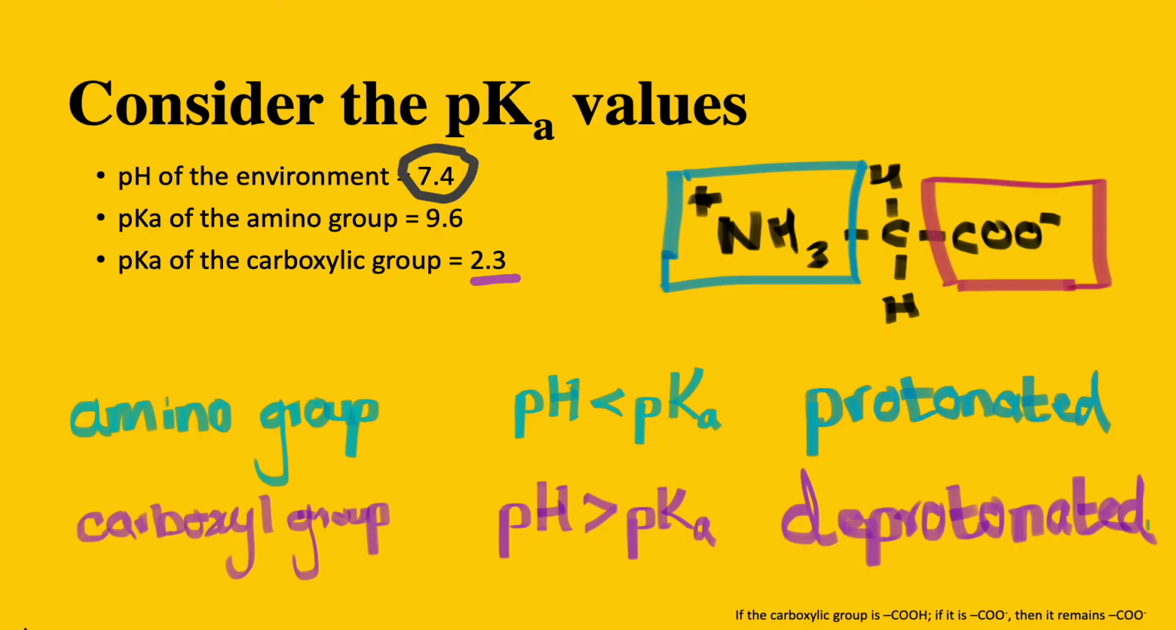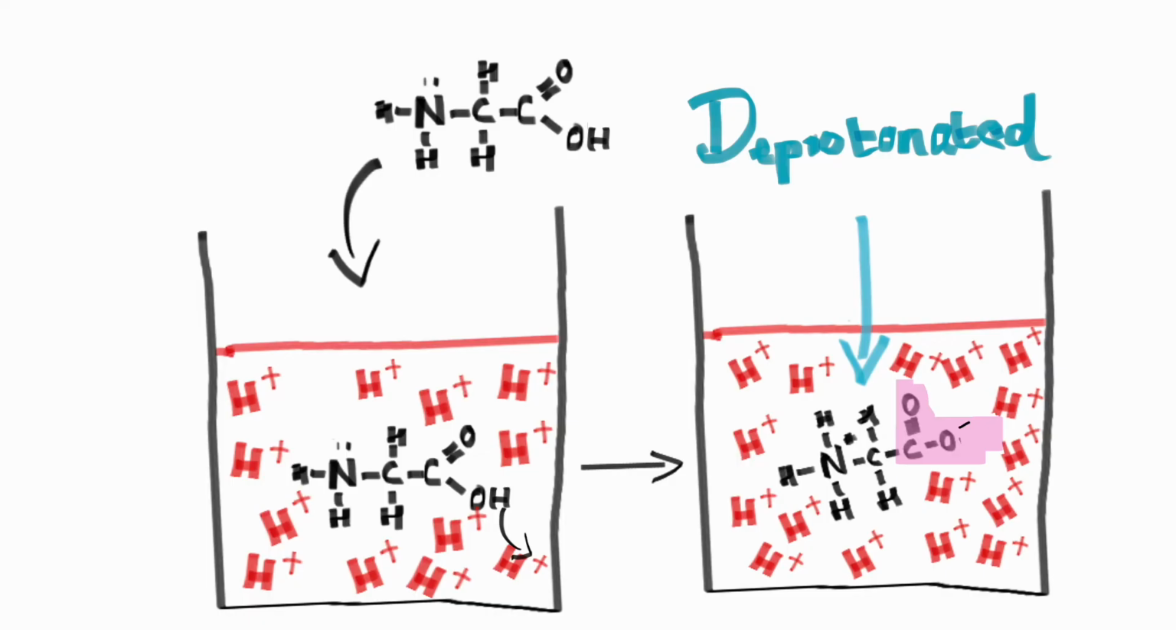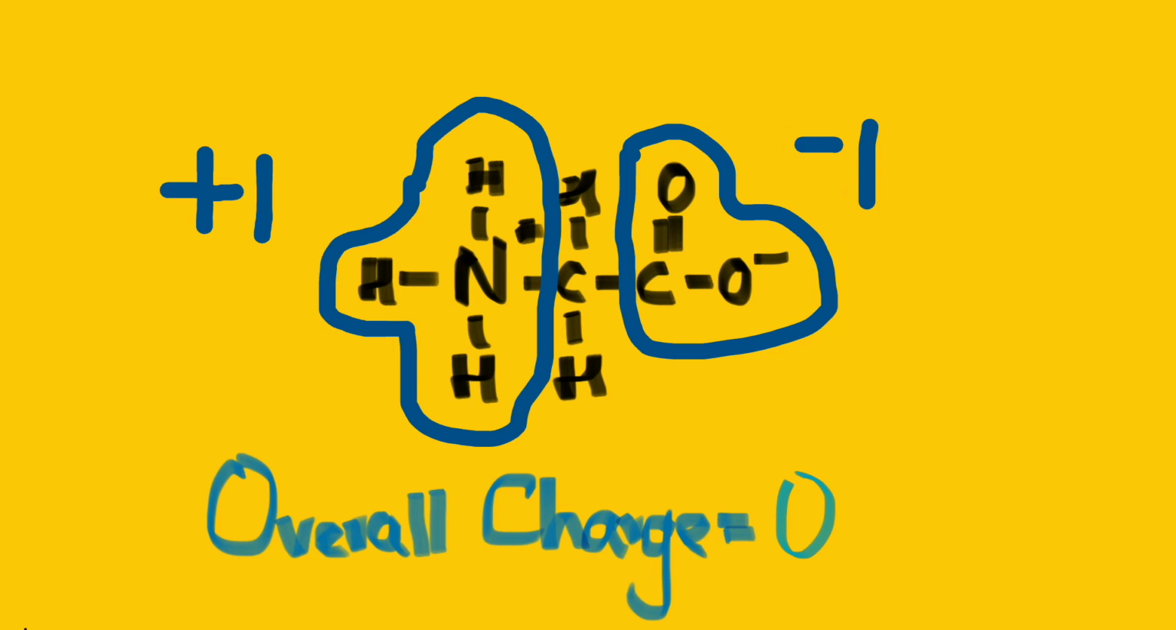Now let's consider the carboxyl group. The pH of the environment is now higher than the pKa of the carboxyl group. The pH of the environment is 7.4, and the pKa of the carboxyl group is 2.3. Therefore, the carboxyl group will now be deprotonated under neutral conditions, leaving the net charge of the carboxyl group to be -1. Because of this, the glycine amino acid will now have an overall charge of 0, making it a neutral molecule in the neutral pH condition of 7.4.